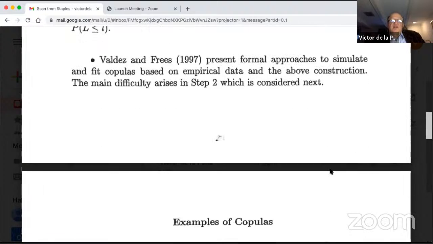Now, the best introduction that I know to copulas is a paper by Valdez and Frees, which you can download from the web. You just type their names and you can get it. I'll pass it on to Paul. That's an excellent introduction to copulas. And moreover, you don't have to buy a book. Of course, there are a lot of books on copulas these days, but that's a good introduction.